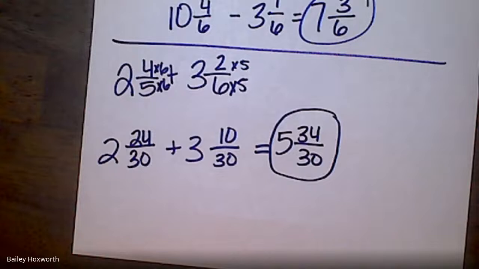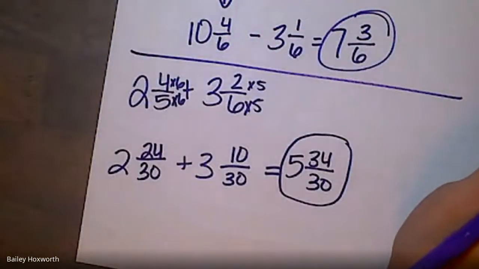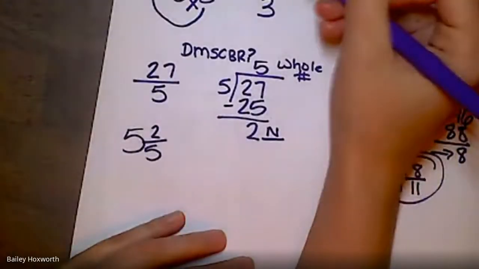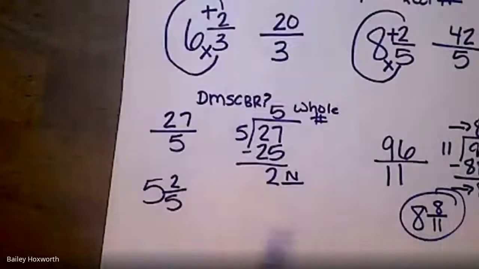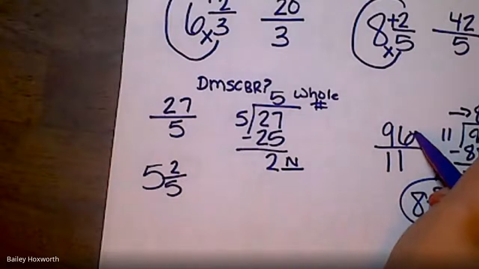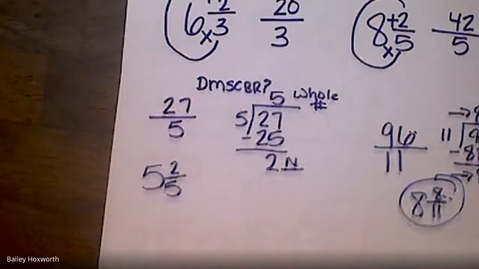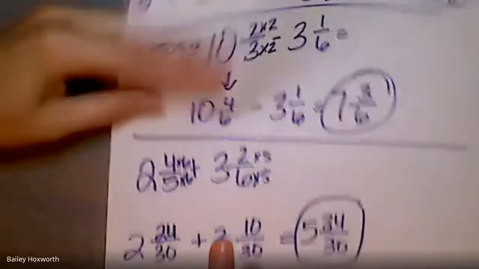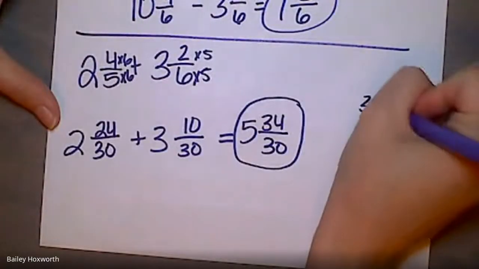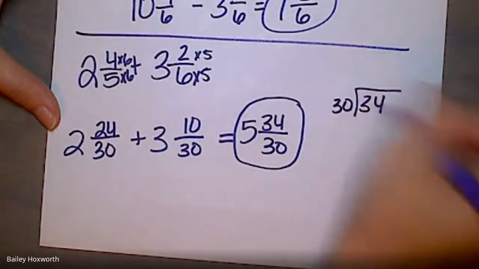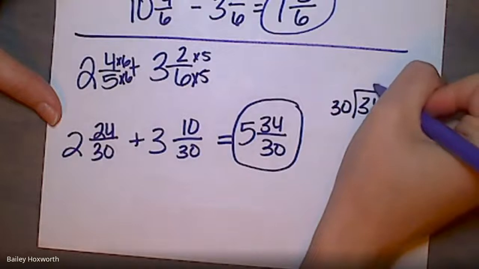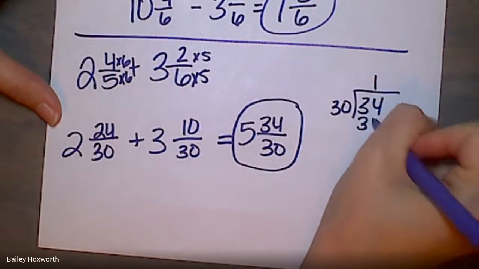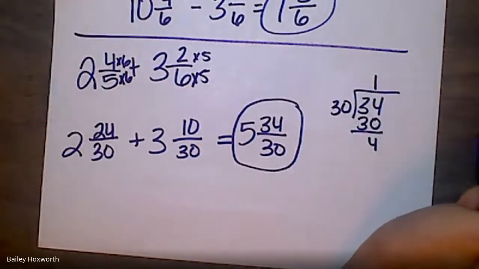I need to divide. And remember, that was Monday's lesson. Let's see, here we are. Remember, not Monday, Tuesday's lesson. We talked about the big C, but then we talked about how to turn an improper fraction into a mixed number by just regular division. So that's what we're going to need to do. 34 in the house, 30 outside the house. 34 can only be divided by 30 one time with 4 left over.